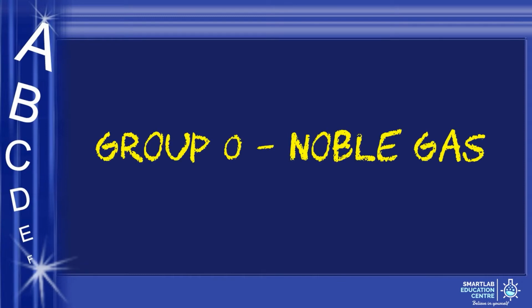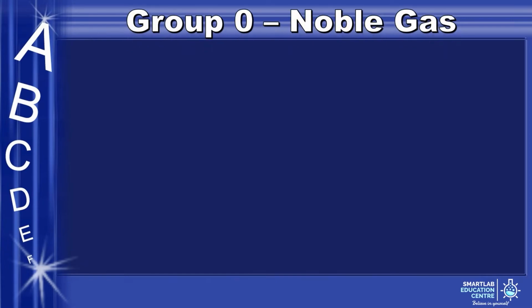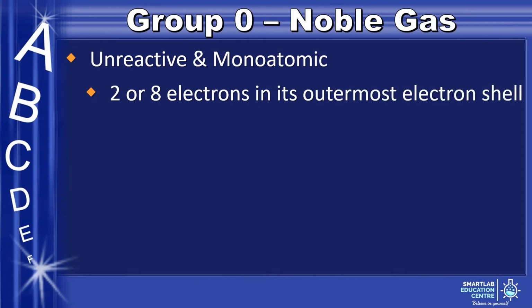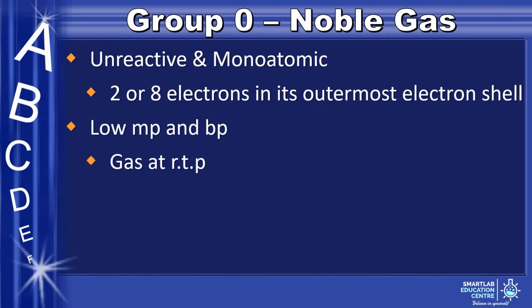Group 0 noble gases. Noble gases are unreactive and monoatomic with 2 or 8 electrons in their outermost electron shell. They also have low melting and boiling points, and thus are gases at RTP. They are also colorless, and down the group, the melting and boiling points increase.